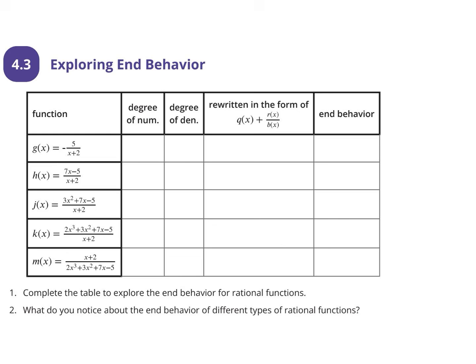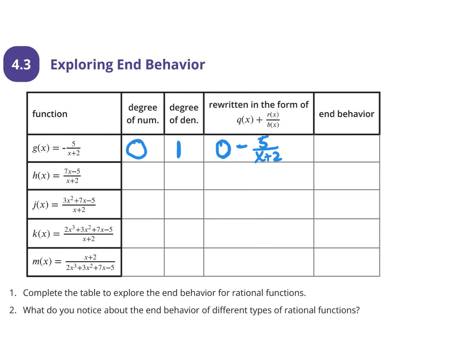So we're going to start with the degree of the numerator. The numerator of g has no variable. So because it has no variable, it has a degree of 0. The degree of the denominator is 1. So because we have no variable, q of x, our polynomial, is 0, minus the fraction r of x over b of x, the rational part, is 5 over x plus 2.